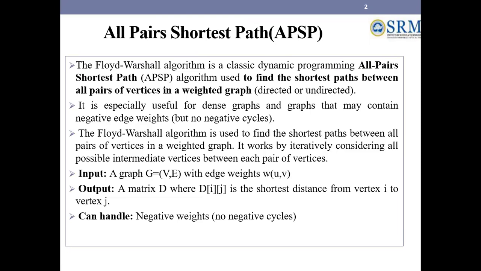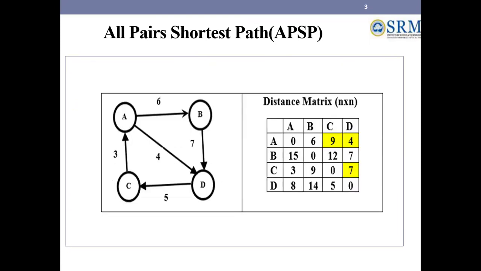If you take the matrix D, the final result, it is a cost matrix or distance matrix. D represents distance matrix. There is a distance between i and j. The matrix value is the shortest path distance from the vertex i to j. It can handle negative weights but no negative cycles. And see the example. This is all pairs shortest path algorithm using Floyd-Warshall's method.